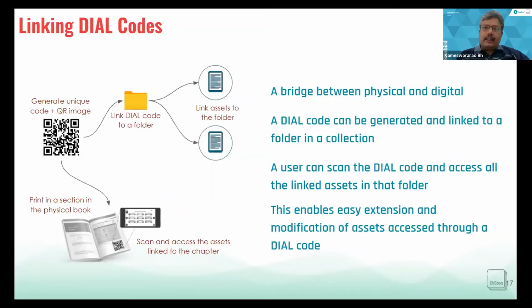So what this enables is that the printing of the dial code QR code can happen one time, but the assets that are linked to that, let's say for a chapter within a textbook, whoever is publishing the digital textbook and the assets can keep on improvising the content linked to that chapter as and when required. And there's no change required in the printing or the physical QR code as such. Right? So this is quite a useful feature which is also being used extensively in our Sunbird adapters.